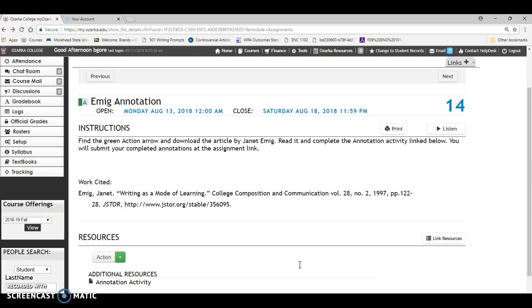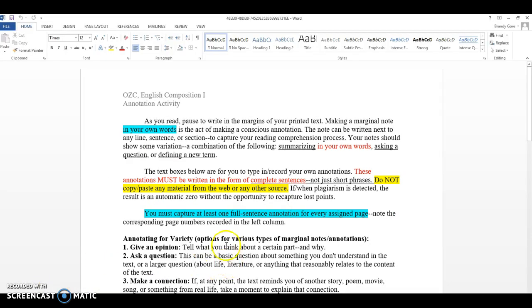Well, there's no way that I can easily have you turn in annotations that you've made. Also, I want you to take it one step further and think about the annotations that you've made. So that's why we have you do the annotation activity. You'll find that here. It says, as you read, pause to write in the margins of your printed text. I've already mentioned that. This is you writing on the text. And then you're going to make a one-sentence annotation for each page.